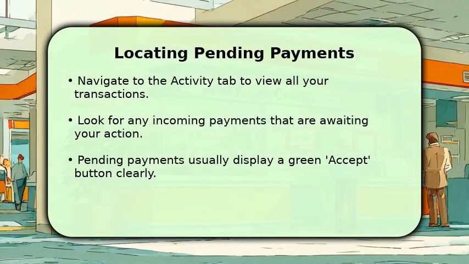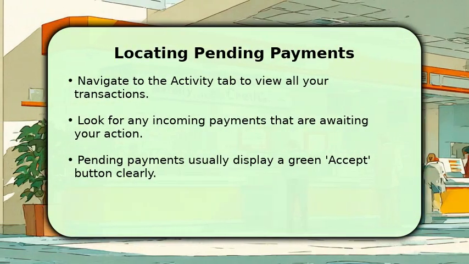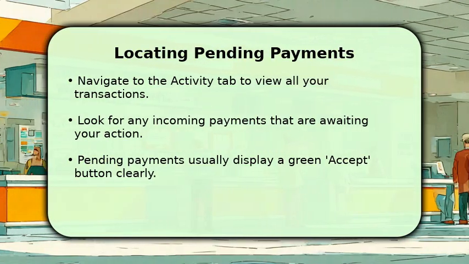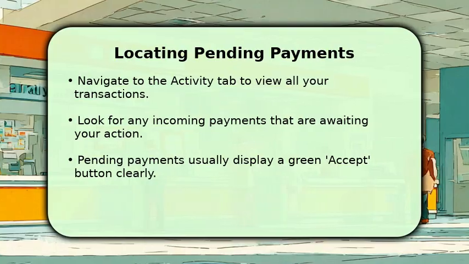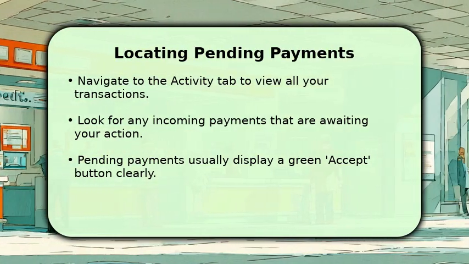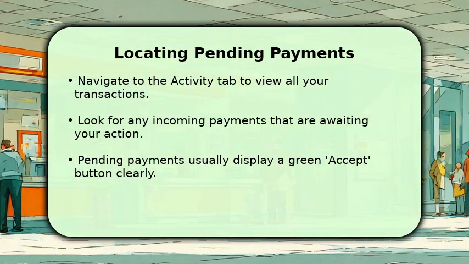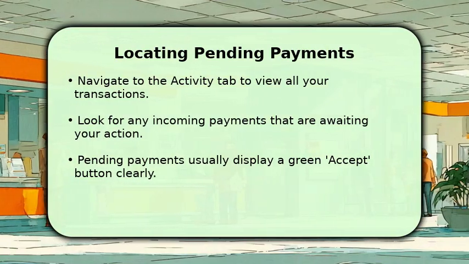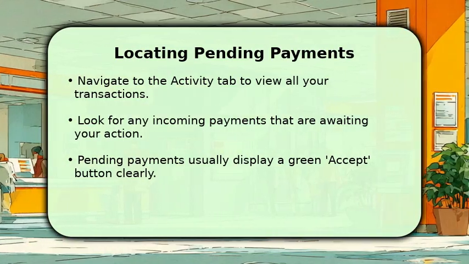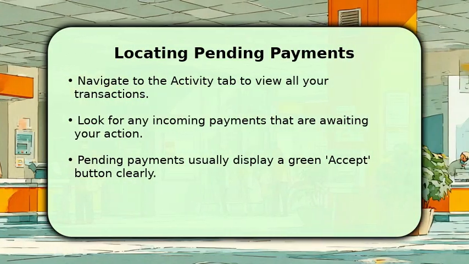Once you are on the Cash App home screen, tap the Activity tab, which typically looks like a clock icon. Here, you will see a chronological list of all your past and pending transactions. Scroll through this list to find the payment of $5. If it requires your approval, it will clearly indicate a pending status, often with a distinct prompt for action.